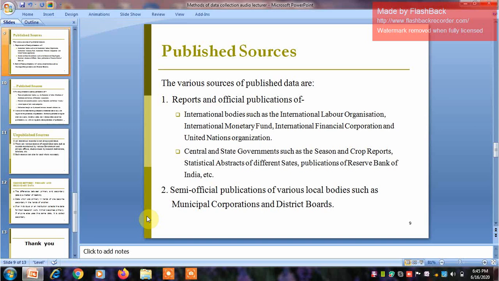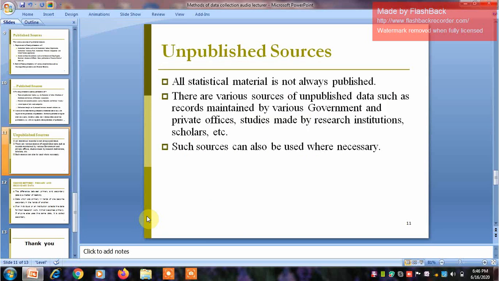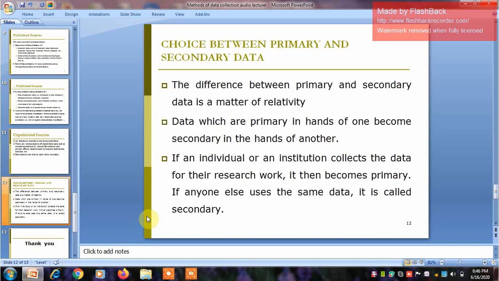The next classification would be semi-official publications by municipal corporations and district boards. You can also refer to publications by professional bodies like the Indian Chambers of Commerce, Associations, the Institute of Chartered Accountants, financial reports, and financial and economic journals. These journals can be issued regularly, yearly, monthly, weekly, etc. So when you are collecting data from these sources, that is called secondary data collection.